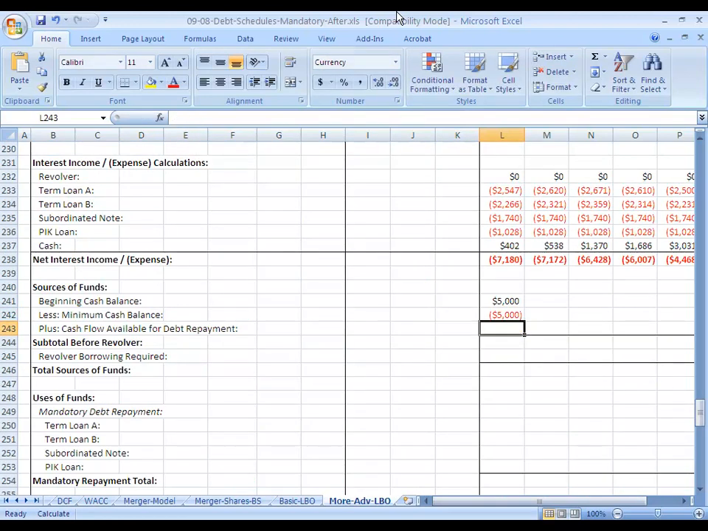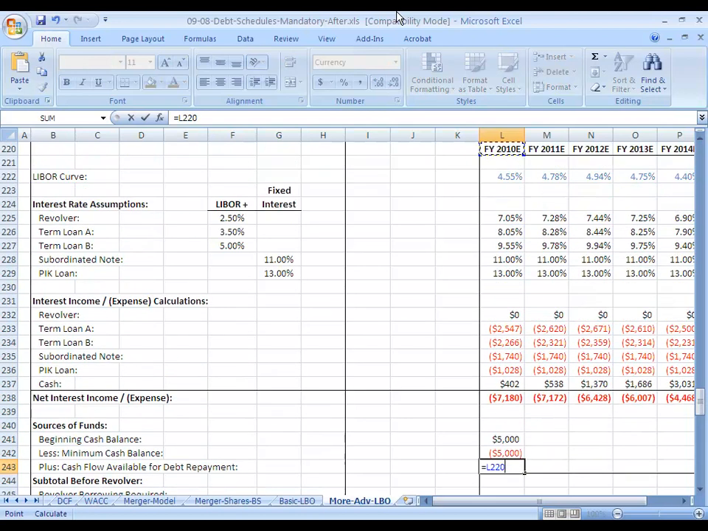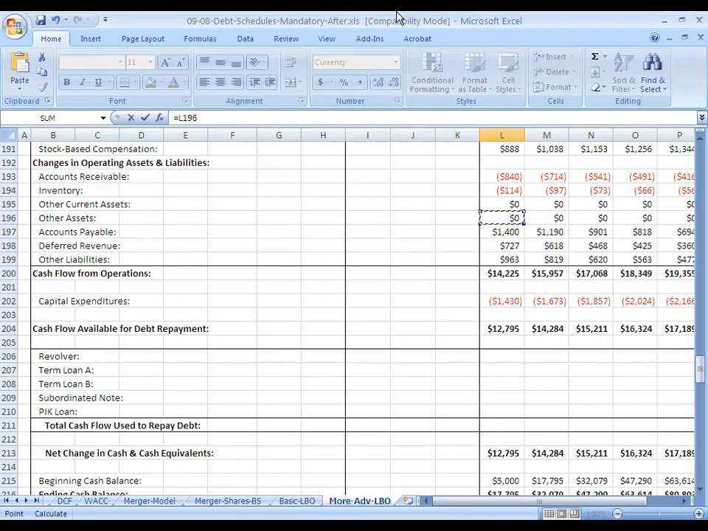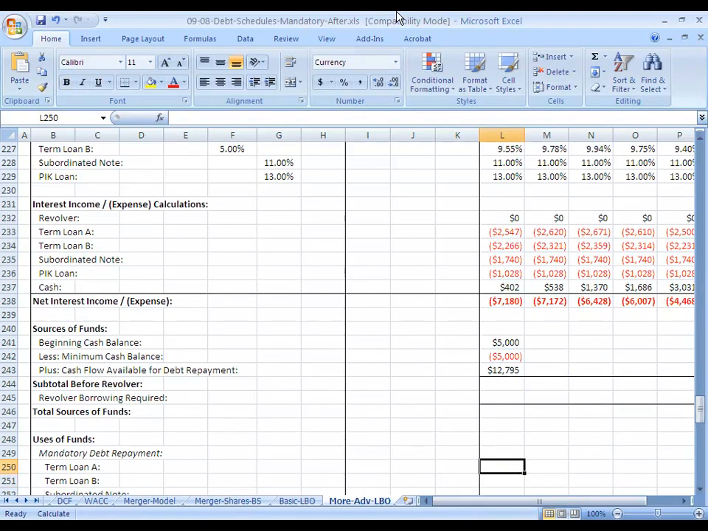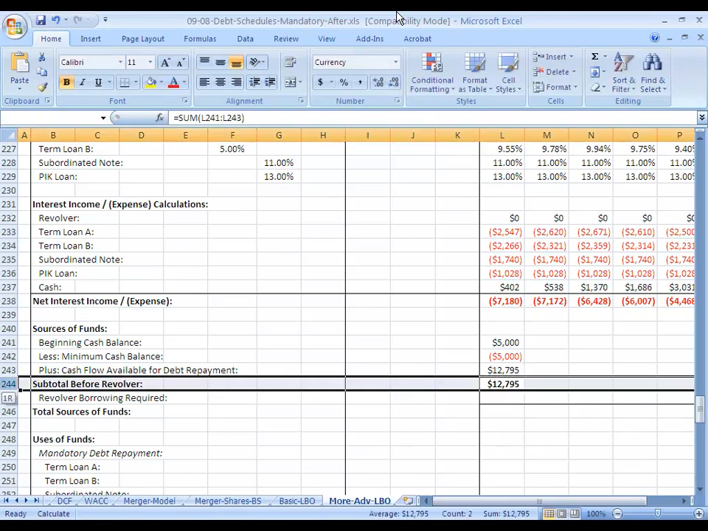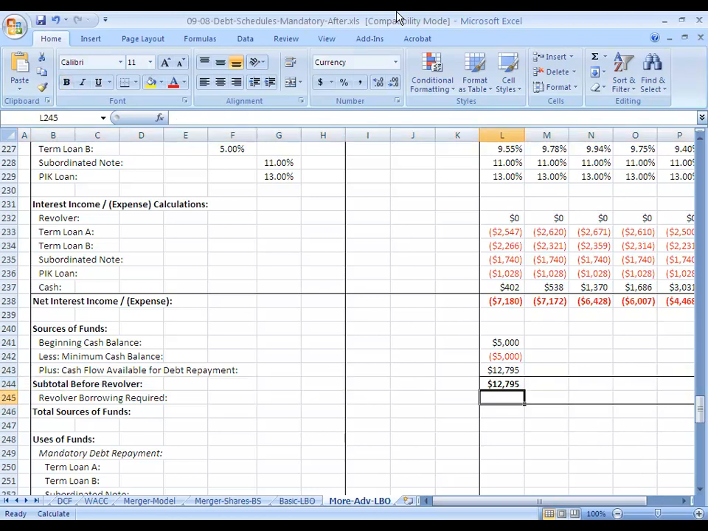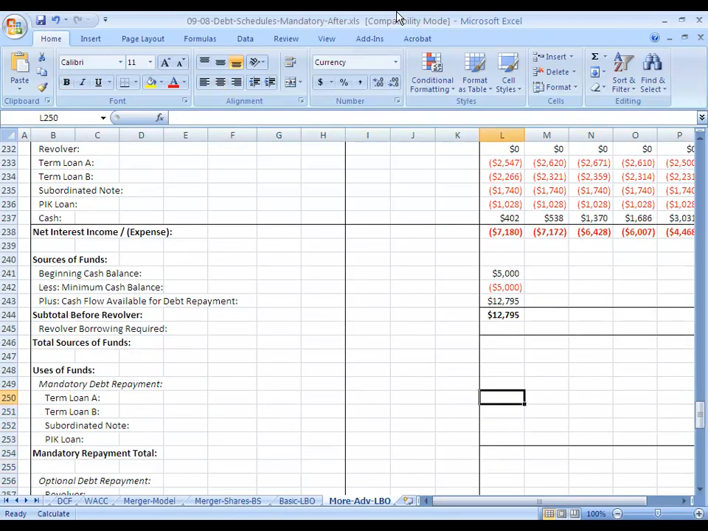And then the cash flow available for debt repayment, this is something that we've calculated on our cash flow statement right here. So it's really just cash flow from operations minus capital expenditures, otherwise known as free cash flow. So we have that. Now I can just add this number up to get to the subtotal before revolver. So this number is telling us when all is said and done, how much cash do we actually have available to put toward our mandatory debt repayments.